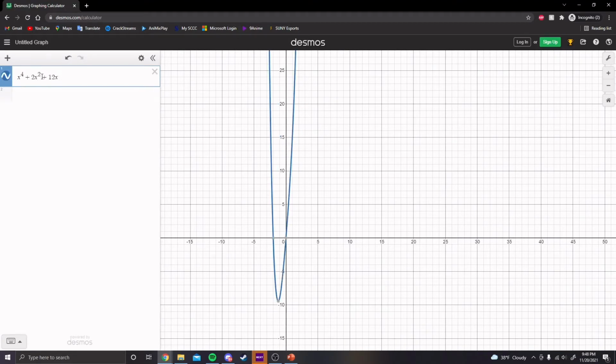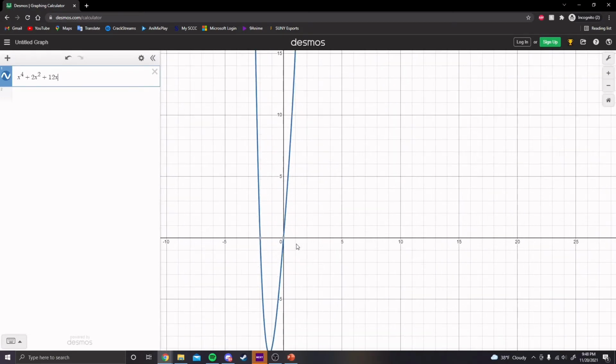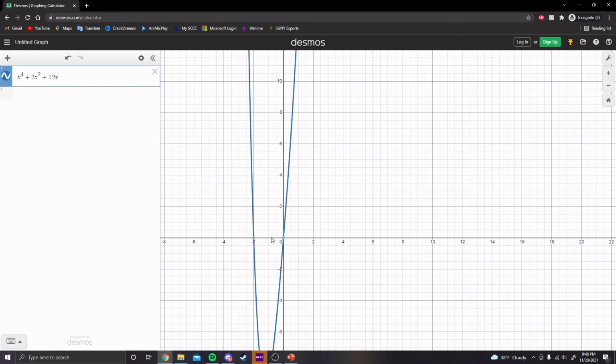Okay, so we're able to see that this is just the first derivative. It has the critical points at -2 comma 0 and 0 comma 0. Okay, so the best way we're going to be able to figure this out is to just take the first derivative. So we're just going to do a quick power rule. We get 4x cubed plus 4x plus 12.